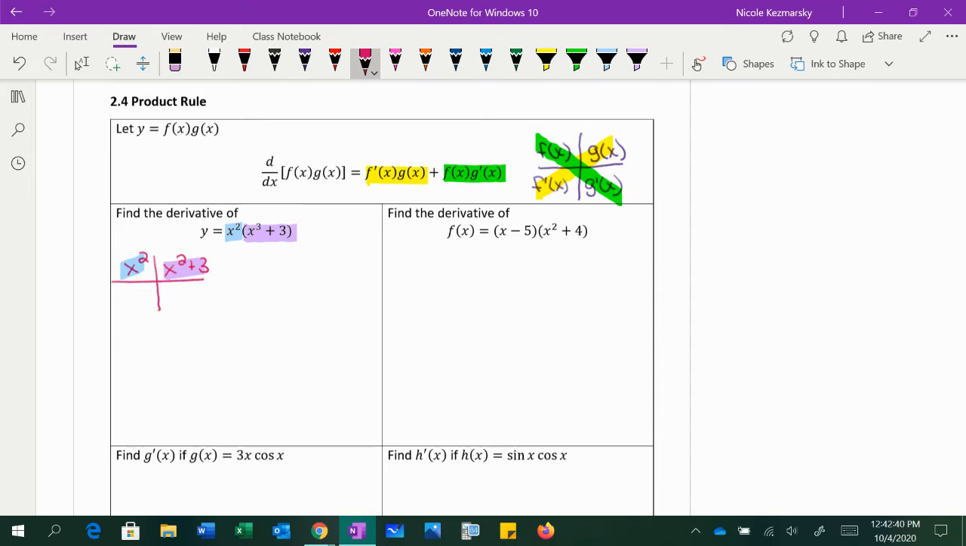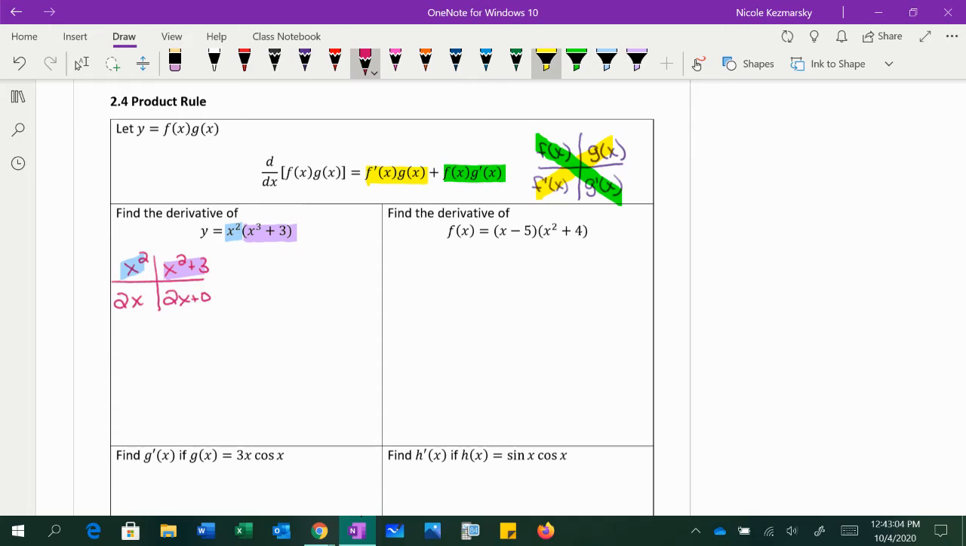Then I'm going to take the derivative of both of those. So now I use the new derivative rules that we've learned in this unit. So for x squared, I'm going to bring the 2 down in front, reduce my exponent by 1, so I get 2x. And then x squared plus 3. Well, the derivative of x squared is 2x. The derivative of 3 is 0. So I can put the plus 0. I don't have to.